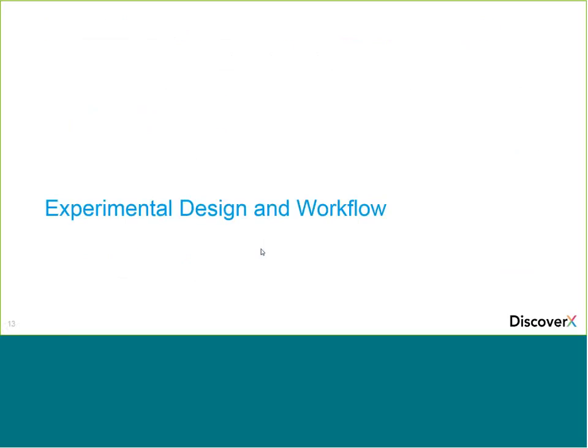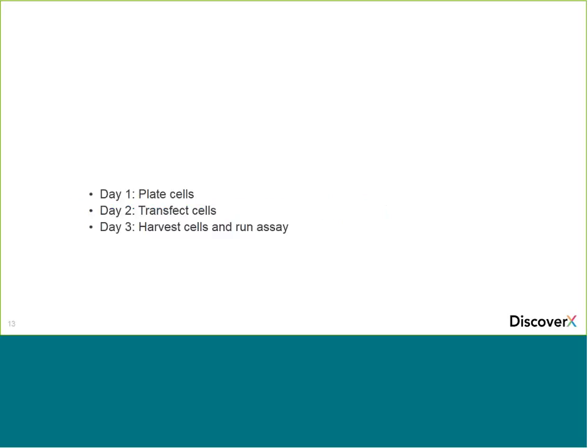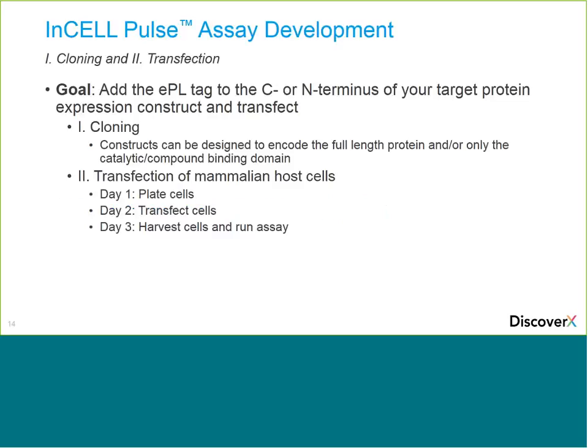So now I want to get into some more detail on the experimental design and workflow. So the assay development is in multiple phases, three key phases. The first phase is cloning and transfection. So the cloning step is really critical. So the goal here is to add the EPL tag to the C-terminus or N-terminus of your target protein of interest. And we provide the vectors for this.